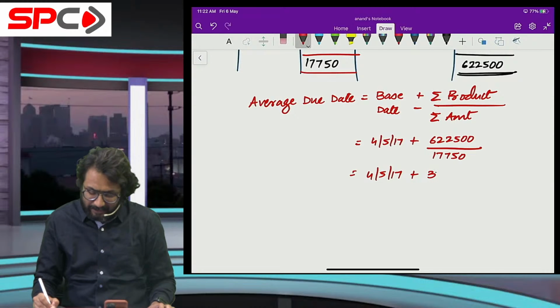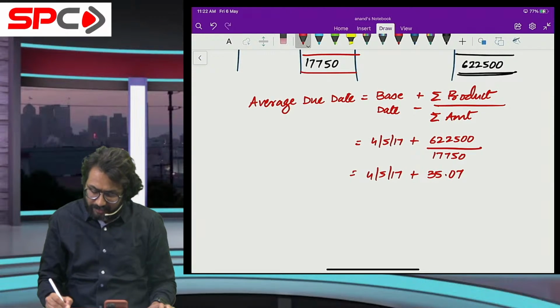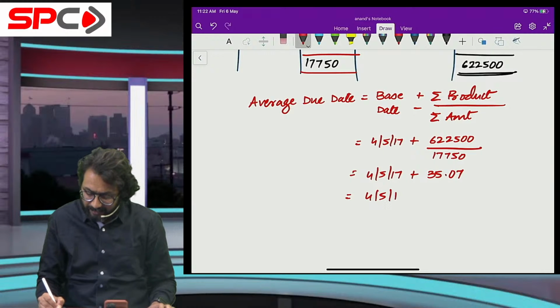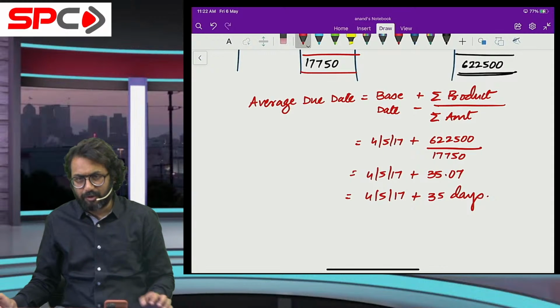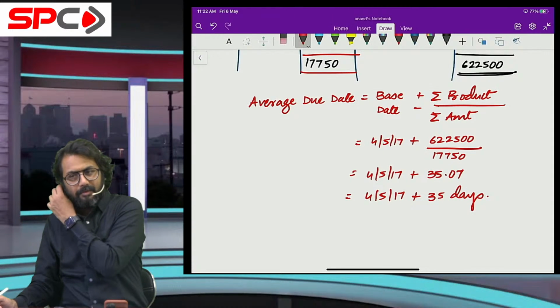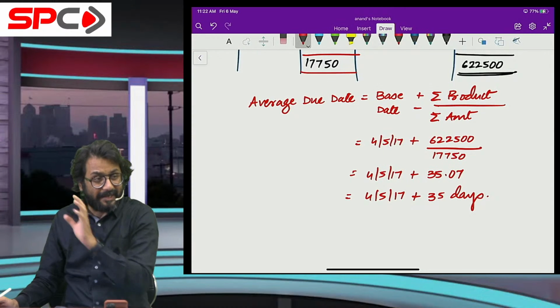So how many days should I assume? 35.07. So I'll say it is equal to 4th May plus 35 days. So you are saying 8 June. How many of you could get 8 June? Okay. How many of you could not get it?